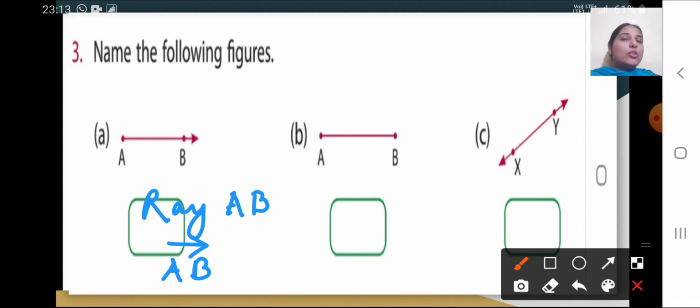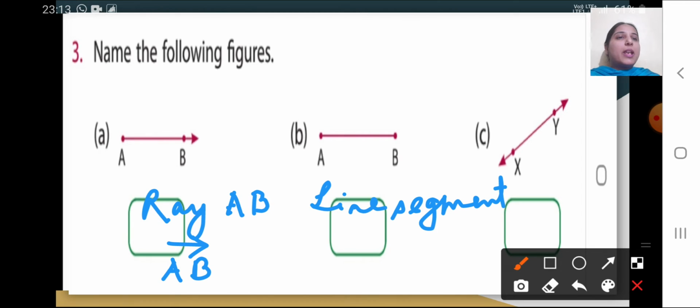Now can you tell me what is figure B? Yes, it is a line segment. You can see the 2 points which are joined together, isn't it? A and B here are the end points. So it is a line segment. We will write AB and a small bar above that.